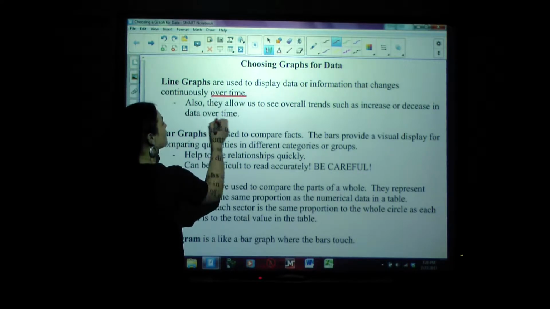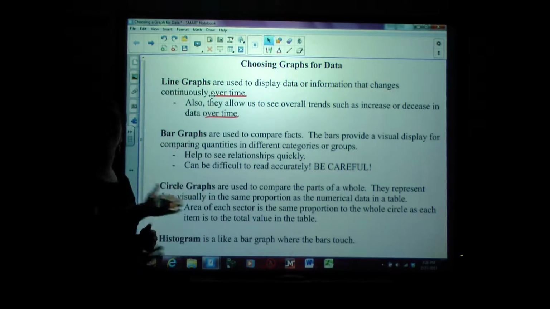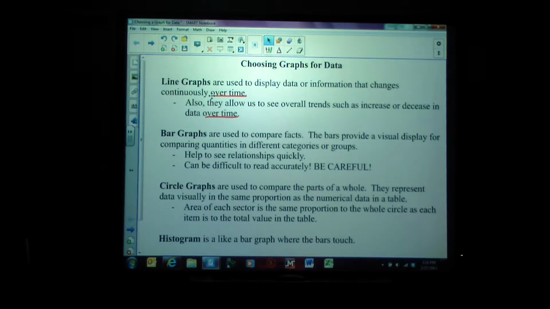We're talking about stuff over time. Those line graphs are great for showing us what's happening over time. Are things going up, going down? What's happening? Where is the greatest increase? Where is the greatest decrease? Those line graphs are great for that.